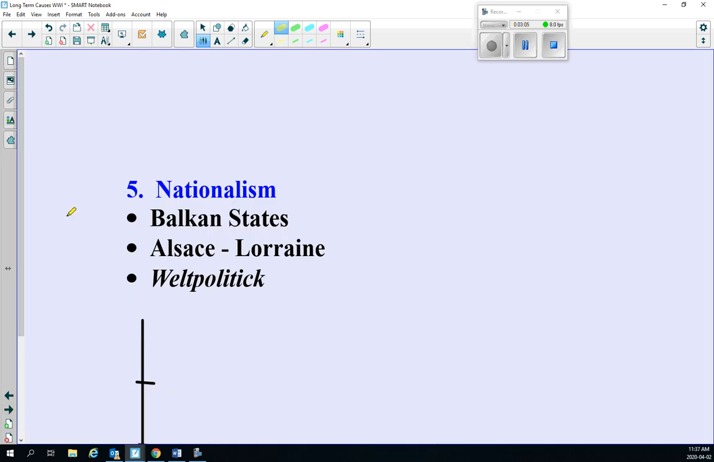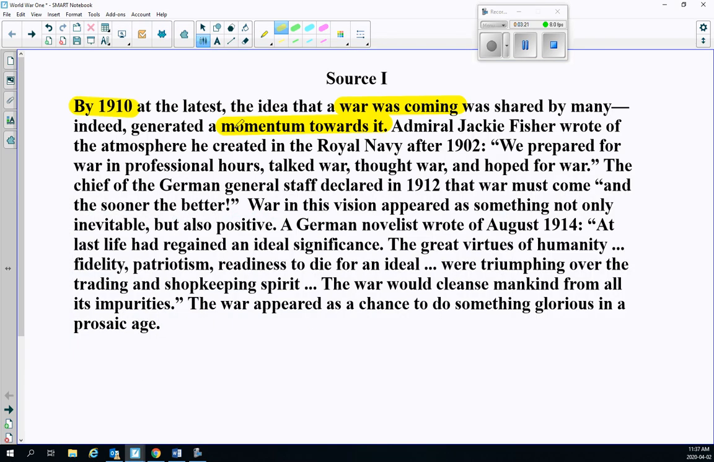And then finally, just the aspect of nationalism itself. I mean, this is the era of profound, raw nationalism, a love for your country, willing to fight and die defending your country. All of those things together would give us that momentum toward war, the recognition that war is certainly coming. Admiral of the British Royal Navy talking about how they're preparing for war. They talk about it. They think about it. They're even hoping for war. They want this to happen.